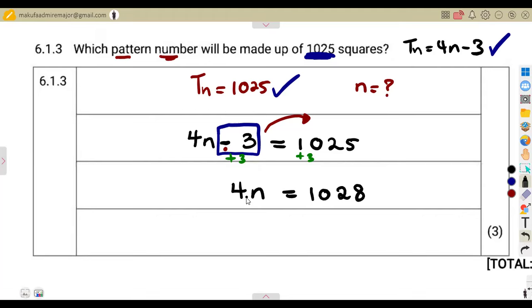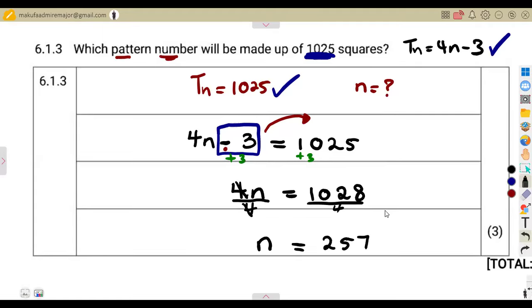When you multiply, the opposite of multiply is divide. You divide by that. You divide to remove a product, a times. So 1024 divided by 4, this was going to be 257 on your calculator. So that's n is equal to 257.